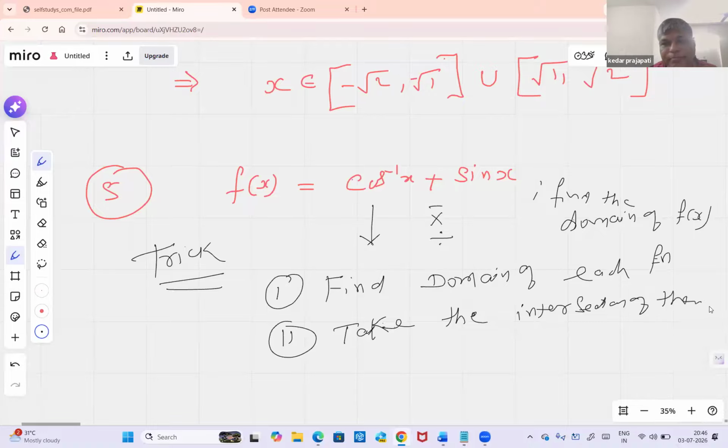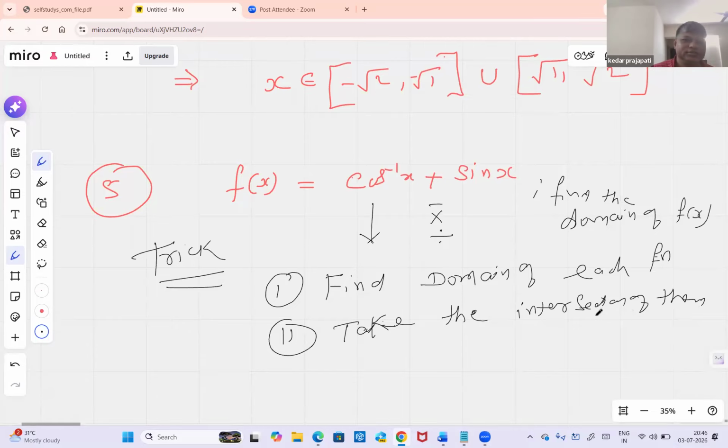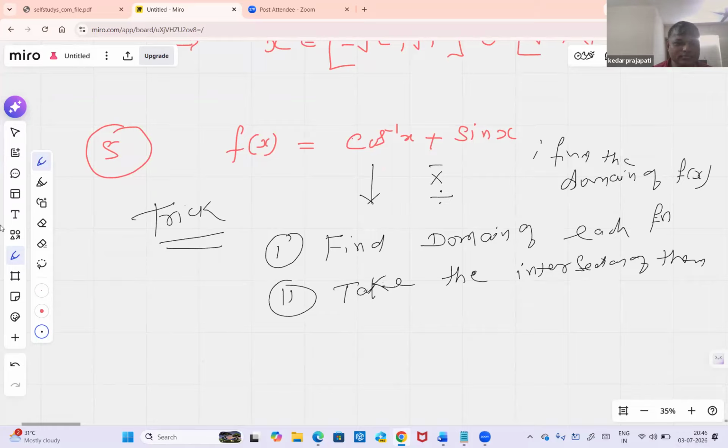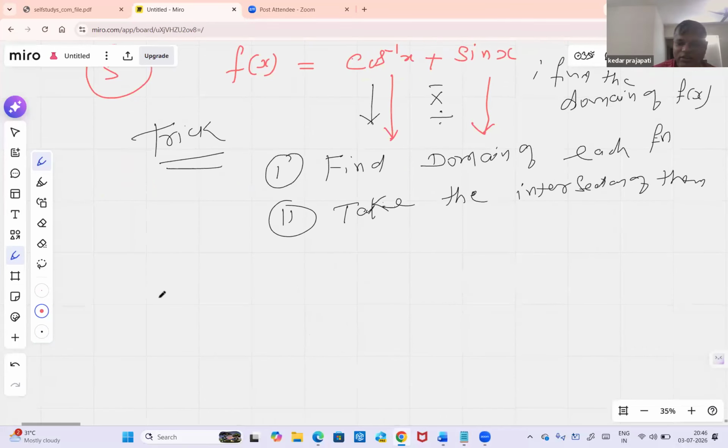Then, now let us solve. Okay? Got the trick? Separately, if you start solving, it won't be solved. Okay. So we need to find the domain of this. You need to find the domain of this and take the intersection, common. Right? Now, cos inverse x domain is how much?